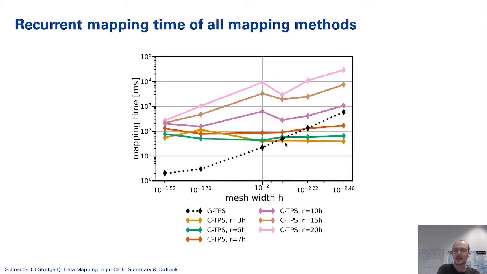But it's less expensive to evaluate later on in each individual time step. On the other hand, solving the GMRES system in each individual iteration is comparatively expensive, but as I said, we then have sparse matrices which require much less memory and which are much easier to handle.